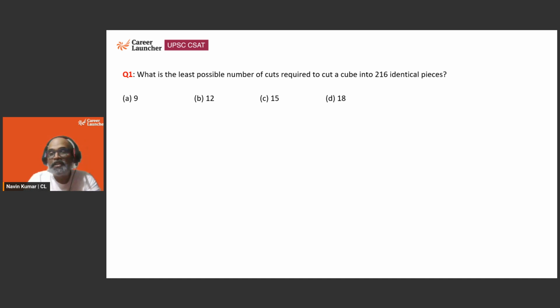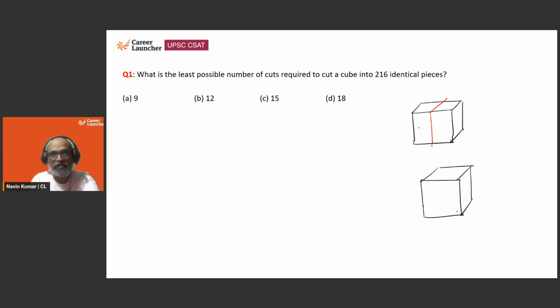What is the least possible number of cuts required to cut a cube into 216 identical pieces? So basically what happens is if you have a cube, which is a three-dimensional figure, and if you make a cut, it breaks into two parts. If you make two cuts, it will break into three parts. So basically n cuts helps you break it down into n plus 1 pieces.